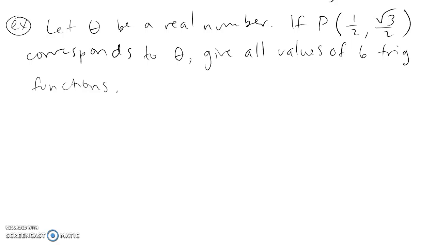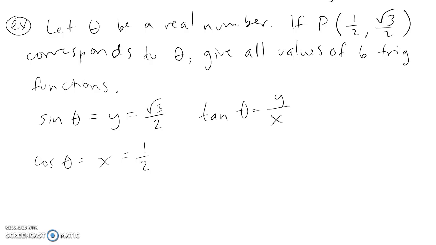Okay, so we know that sine theta then is y, right? And the y value for this point is square root of 3 over 2. Cosine theta, which is x, is 1/2. Tangent theta, which is y over x, will be square root of 3 over 2 divided by 1/2. That is the same as square root of 3 over 2 times 2 over 1. The 2's cancel, and I'm left with just the square root of 3.